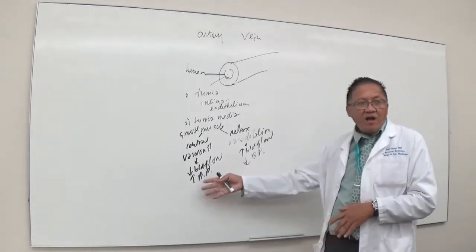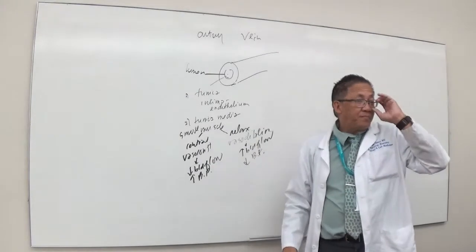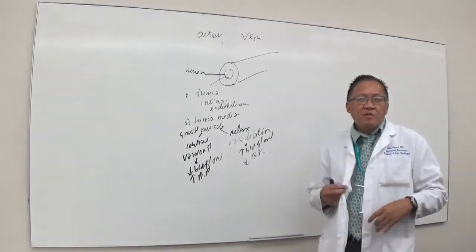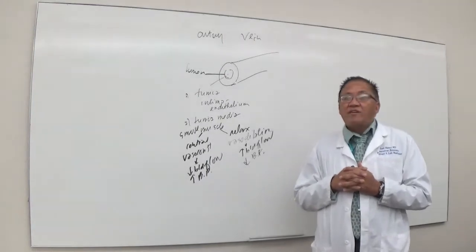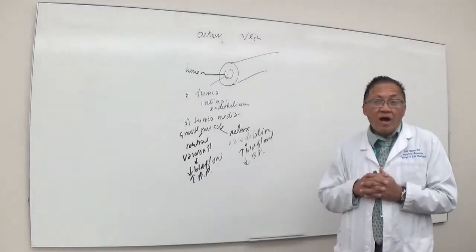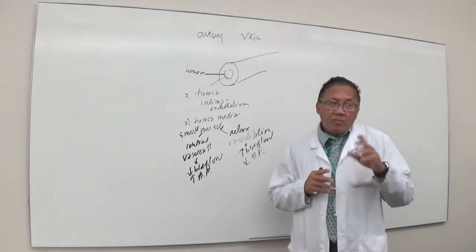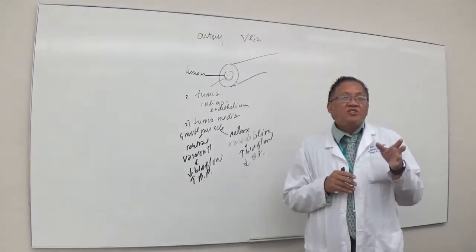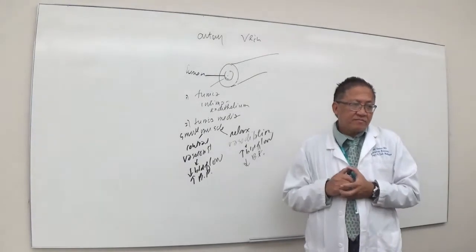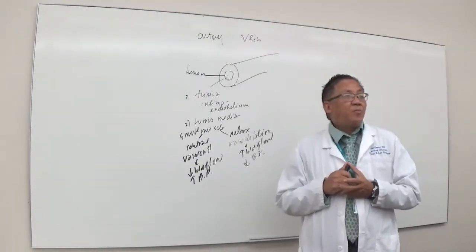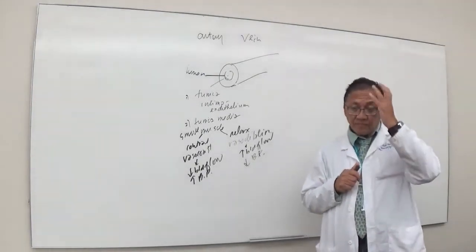How could the patient die with hypertension? Very simple. In a hypertensive emergency, your blood pressure can shoot up as high as 220 over 100 plus. And when your blood pressure is high, what are the chances of your cerebral arteries rupturing and bursting? Very high. You end up with a hemorrhagic stroke.